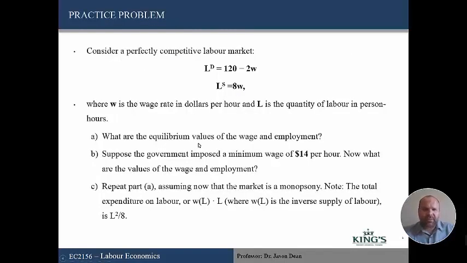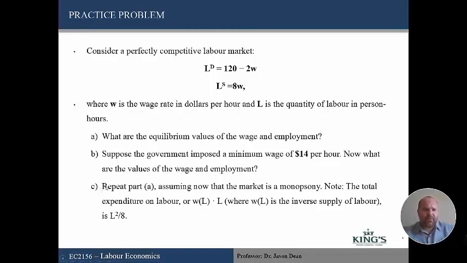Okay, let's do some practice problems. Okay, suppose we have a perfectly competitive labor market. Labor demand is equal to 120 minus 2W. Labor supply is equal to 8W. So W is the wage, L is the quantity of labor. What are the equilibrium values of wage and employment? Suppose the government imposed a minimum wage of $14 per hour. Now, what are the values of the wage and employment?